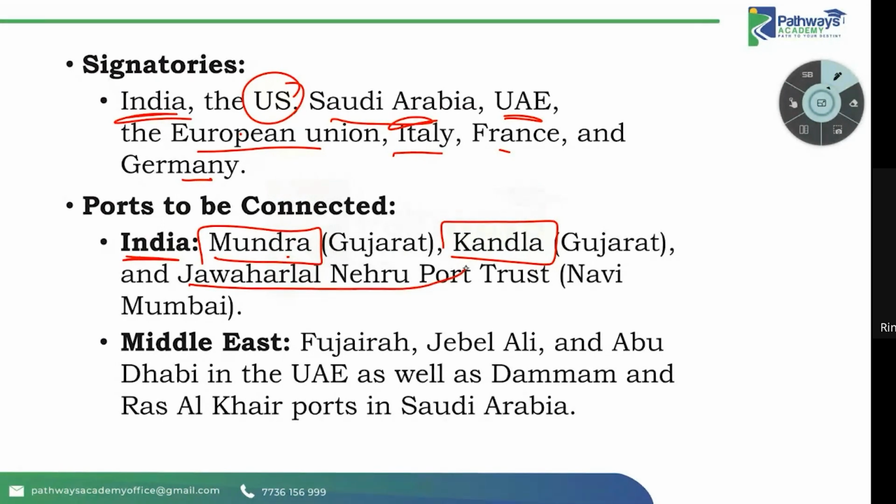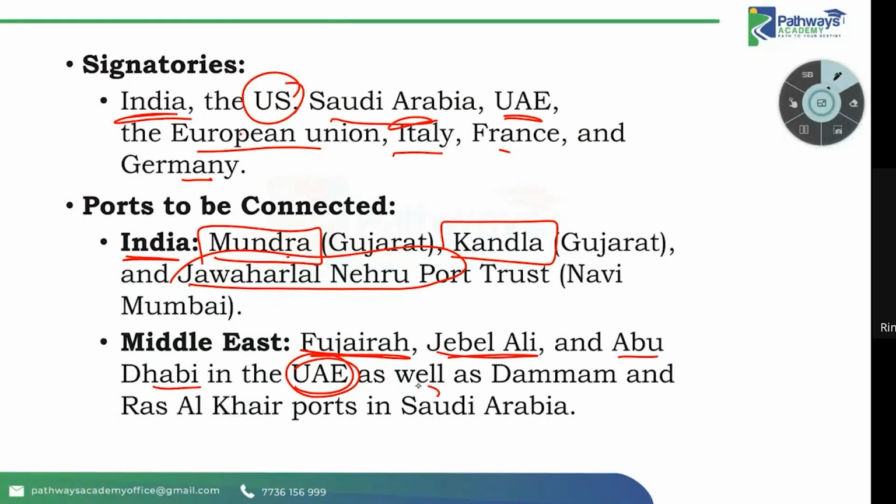Then is Jawaharlal Nehru port. These are the three ports involved in this corridor: Mundra, Kandla, and Jawaharlal Nehru. From the Middle East, please write it down. From UAE, there are three ports: Fujairah, Jebel Ali, and Abu Dhabi.